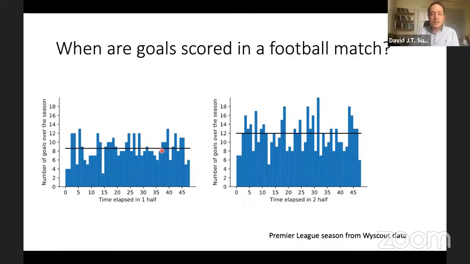As well as the Premier League season, I did some other things with it. I did the Bundesliga and La Liga and got similar patterns to this one. The code's in there. We'll have a little look at it later.